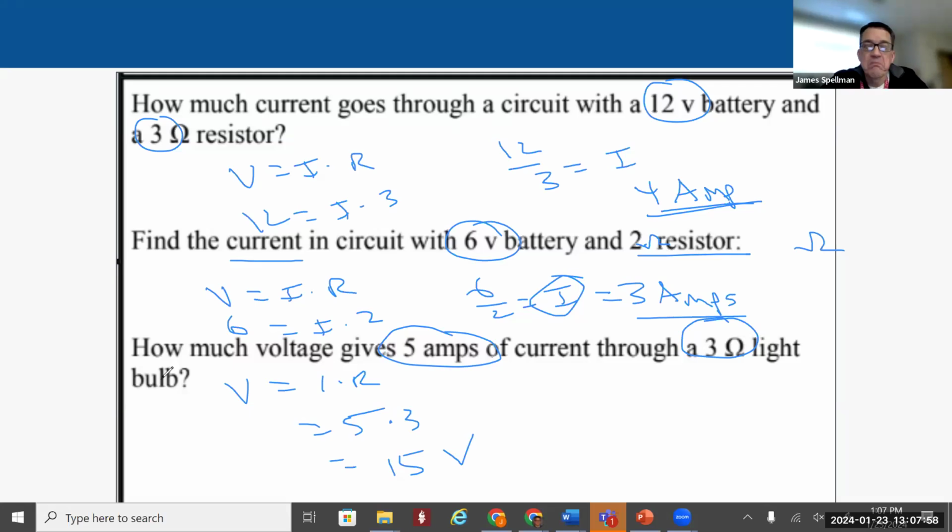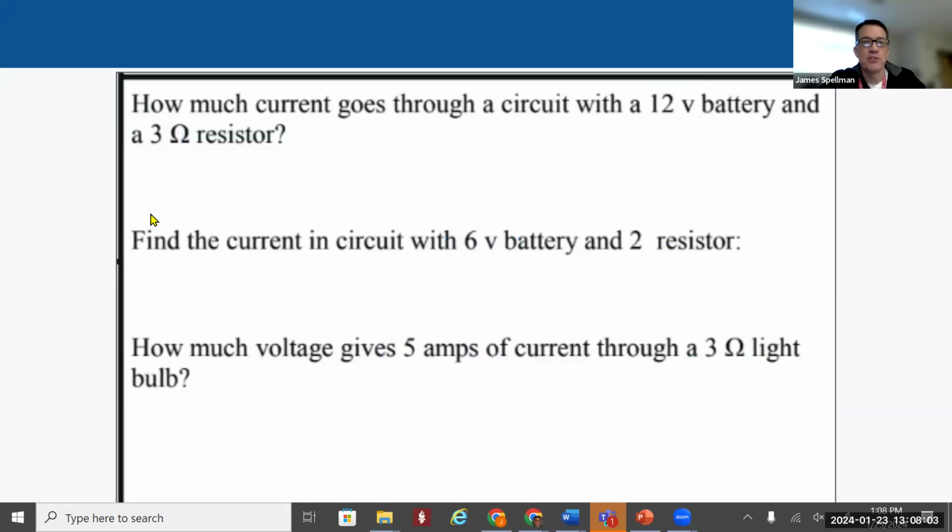So the math is pretty basic. You're going to have some problems to work here in a minute just to get some practice with. But again, these should be pretty easy for you to go through.